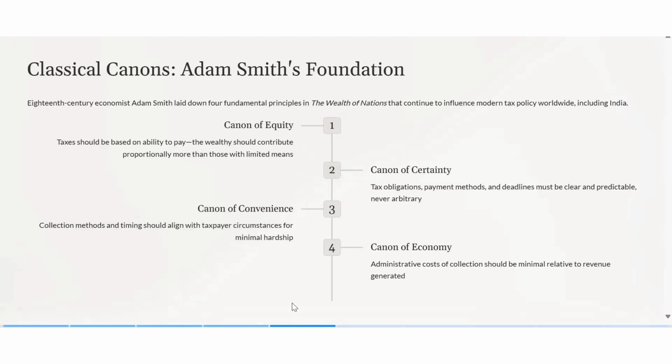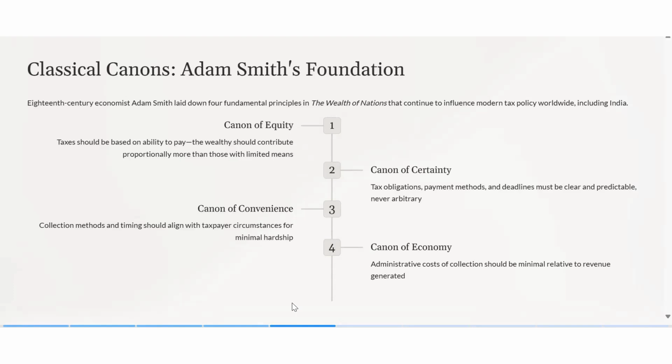Canon of convenience: collection methods and timing should align with taxpayer circumstances for minimal hardship. There must be sufficient opportunities and timelines when it comes to paying taxes. There must be an alignment and a good nexus between the government authorities when it comes to paying tax and collection of the tax. It should not be harassing, humiliating, and arbitrary in nature.